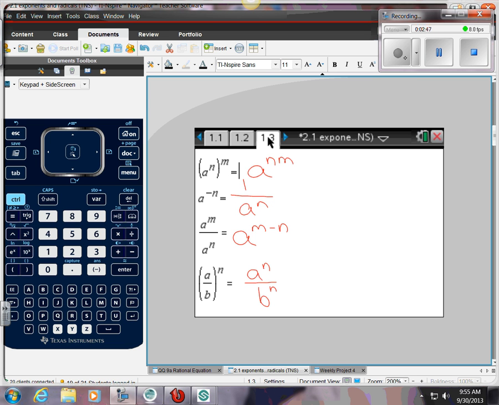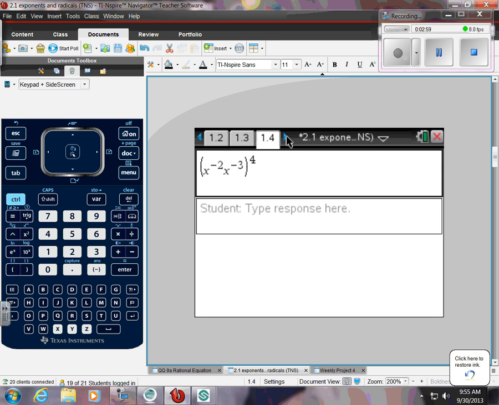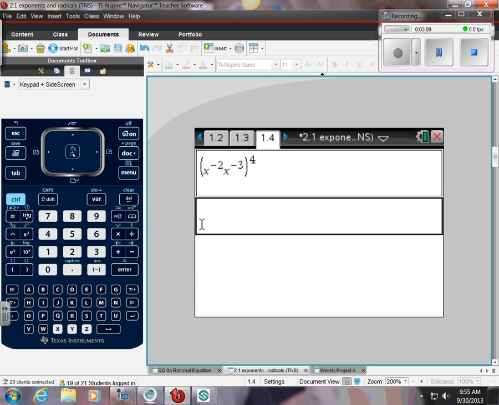Okay, so those are just the rules that you have to know in order to be successful with the rest of this unit. We feeling pretty comfortable with these? Okay. So let's put them into use. Here's our first one. We have x to the negative 2 times x to the negative 3, all raised to the 4th power. Where do we start with this? Yeah, let's look inside those parentheses, right? X to the negative 2 times x to the negative 3.